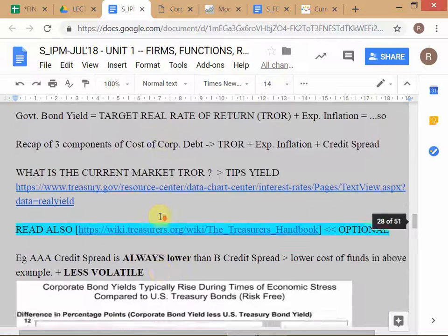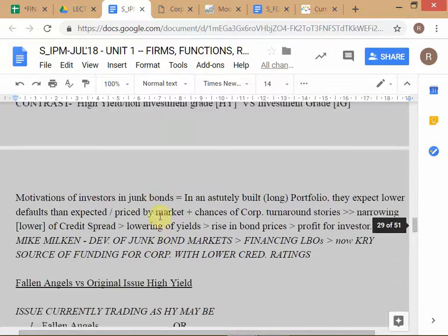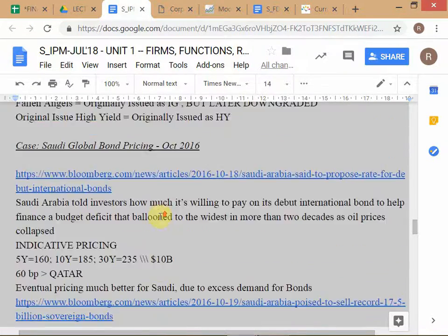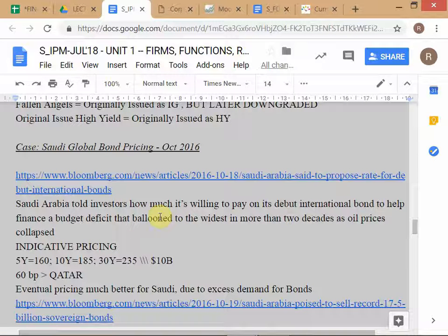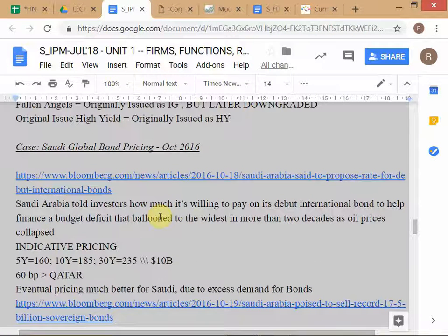Nominal, real, we've covered all this. High yield versus non-fallen investments. Okay, quickly, we'll do this case. You read this case also. One minute, we'll do it quickly. I'm going to summarize this case quickly, then we'll revise it. The gist of this case: this is an actual case which happened. The Saudi global bond, at that time the biggest emerging market issue in the debt markets.